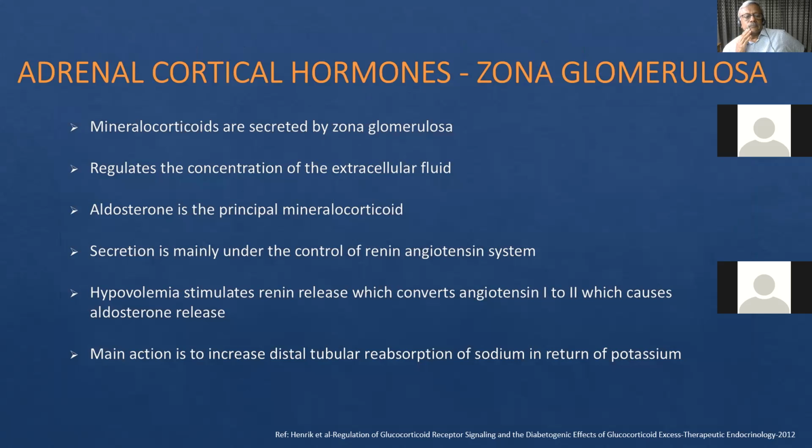Coming to zona glomerulosa, which produces mineralocorticoids, the principal hormone produced is aldosterone. Its secretion is mainly under the control of the renin-angiotensin system. The main action is to increase distal tubular reabsorption of sodium and excretion of potassium.